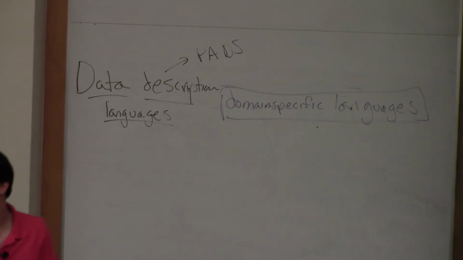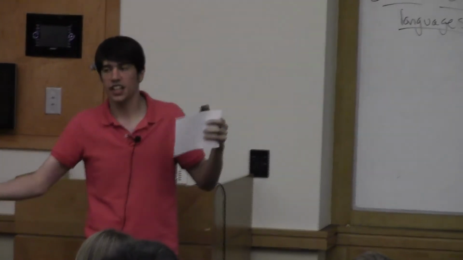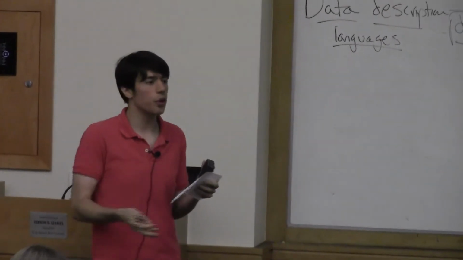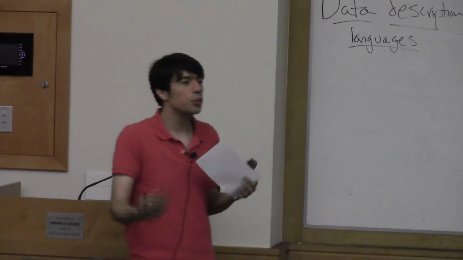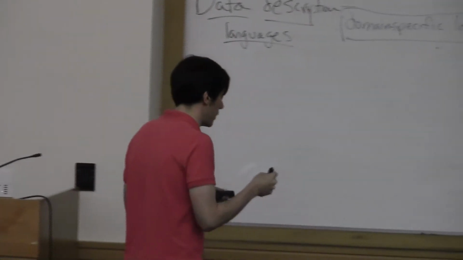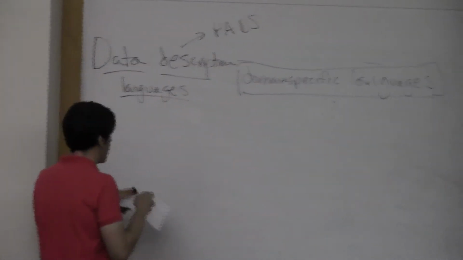And the idea with these data description languages is you want to describe the format of ad hoc data, like file formats on disk or web server logs or things like that. There's just like a bunch of stuff. So you want this language for programming these file formats. And the programs in this language are going to be descriptions of data.